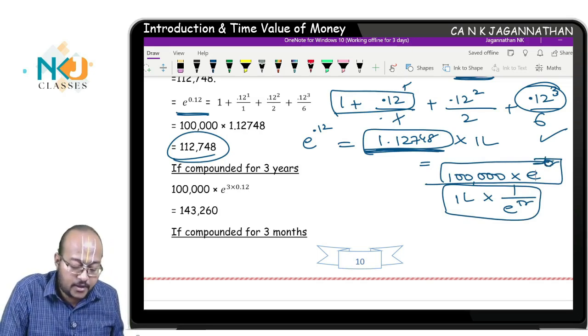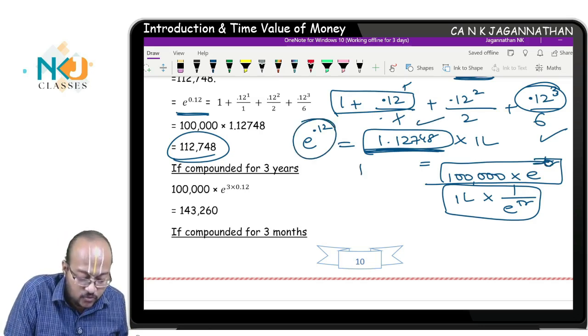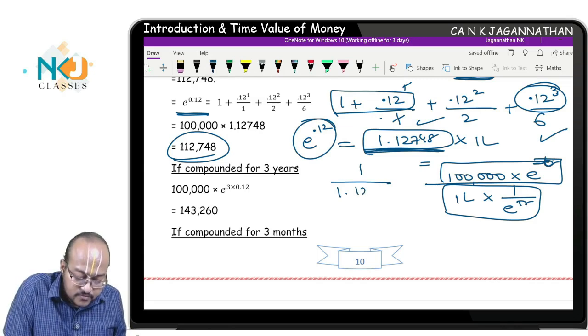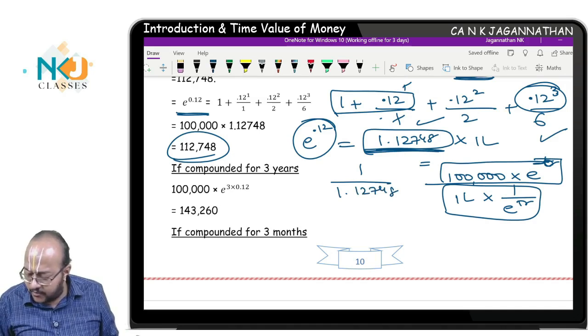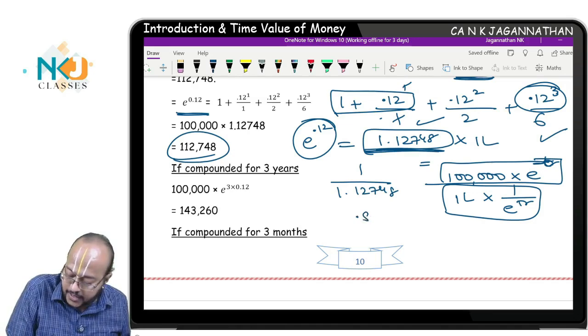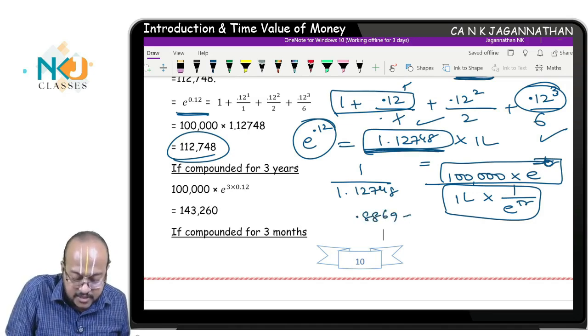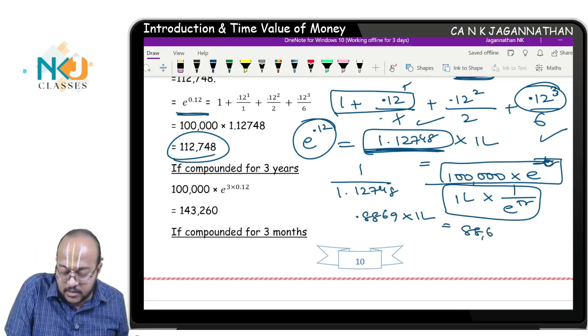In this case, what will happen? Very simple. E to the power TR, you know this one, 1.12748. If you do 1 divided by 1.12748, understanding? How much you will get? 1 divided by 1.12748, you are getting 0.8869. Correct? This you multiply with 1 lakh, you will get 88,693.